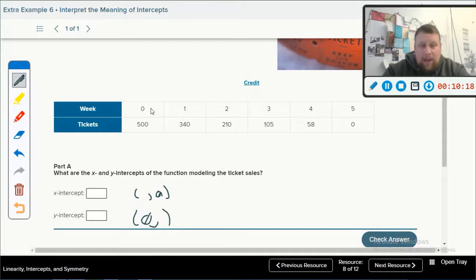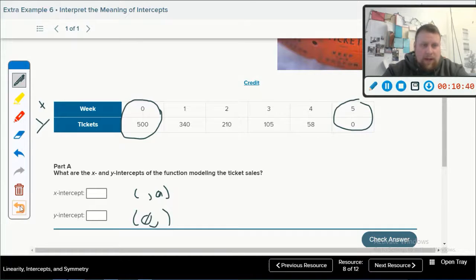So because of that, I'm going to look right here. Everybody knows this is like my x, this is my y, it's just how it works out. X is usually an increment of time. And at x equals 0 is week 0, and there are what? There are 500 tickets to sell. At x equals 5 weeks, y equals 0, so that means after 5 weeks, there are 0 tickets to sell.